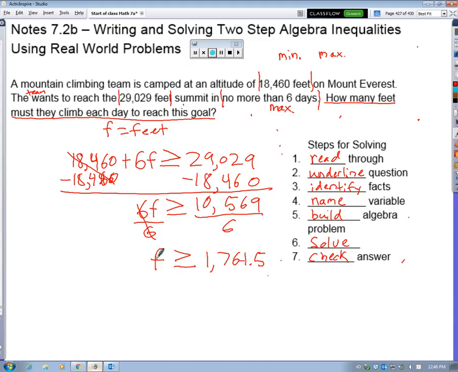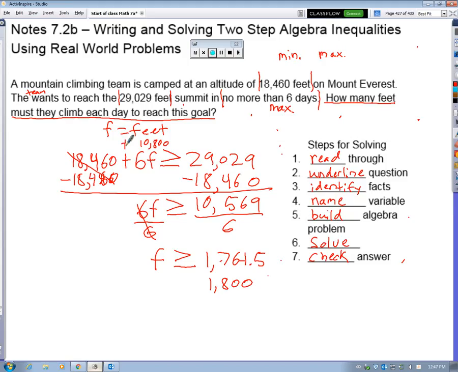Okay, so let's use f can be greater than or equal to this number. So let's just use a number greater than it. Let's say they want to climb 1,800 feet each day. Okay? So if we work out the math on that, if we plug this number in for f, and if we go 6 times 1,800, we are going to get 10,800.